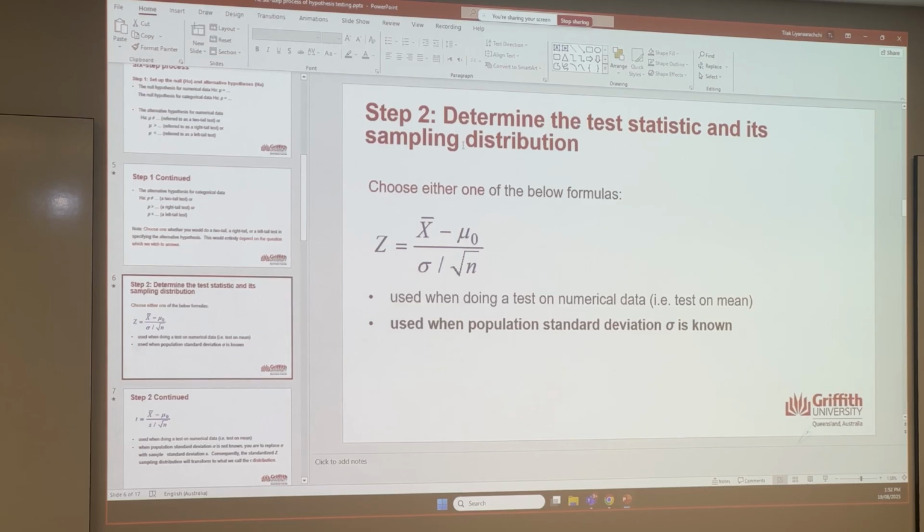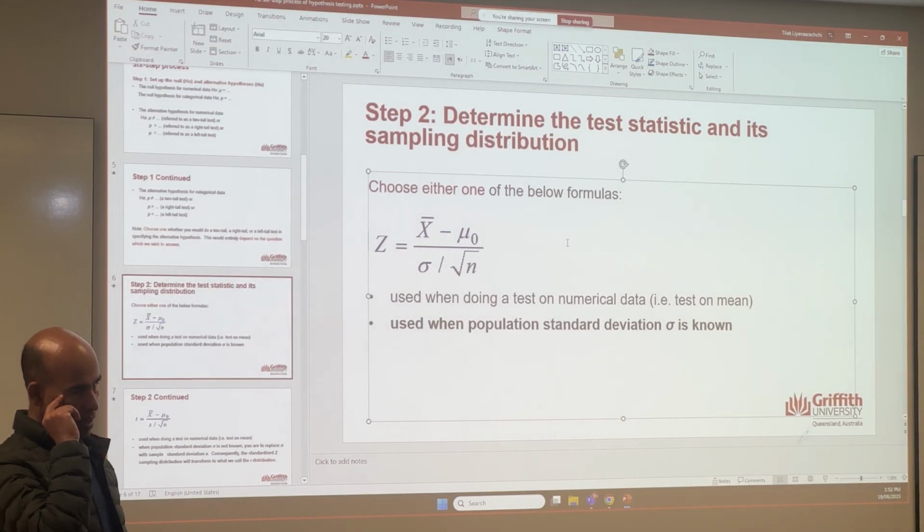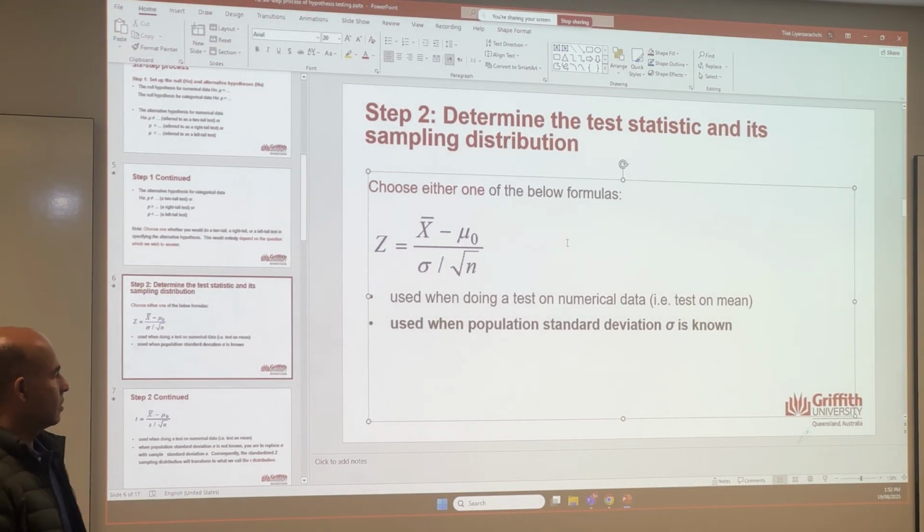Second step is, you calculate your Z statistic. We learned how to calculate Z statistics last week, week 6, right? So the Z statistic relates to our hypothesis value. You can't test a value without converting it, so we convert that into a Z value.